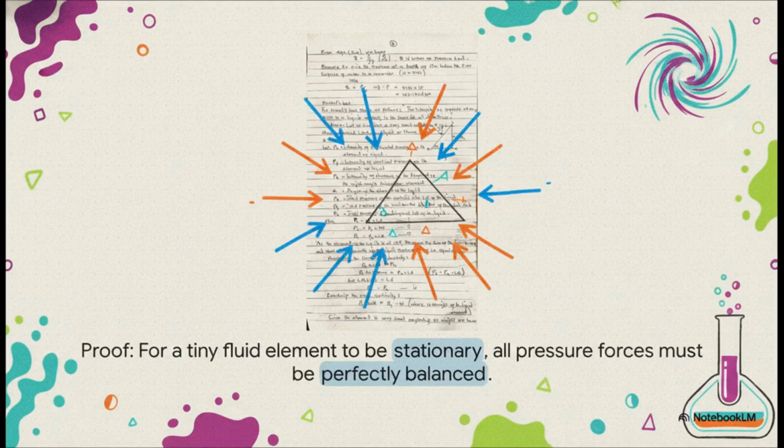And if you're wondering, how do we know this is true? Well, the proof is actually really neat. If you look at this little drawing from the notes, imagine a tiny little triangle of fluid just floating there. For it to not move, for it to be perfectly still, all the forces pushing on it from the surrounding fluid have to cancel each other out perfectly. And the only way that can happen is if the pressure from every direction is exactly the same.